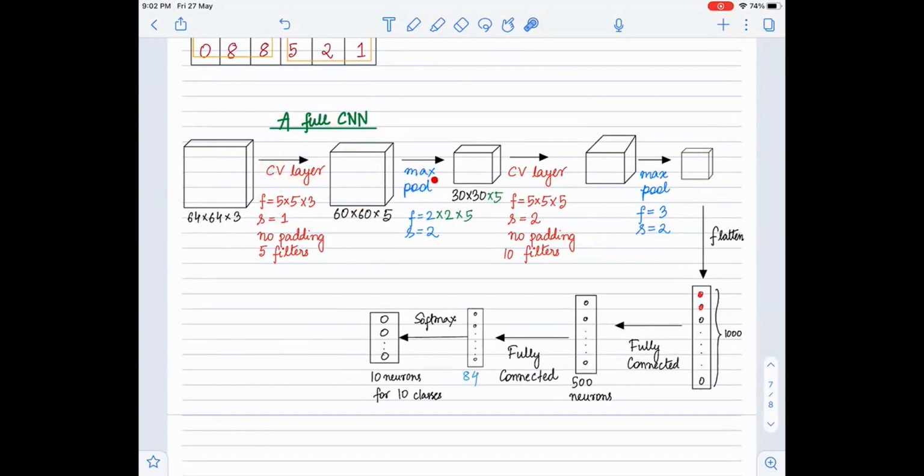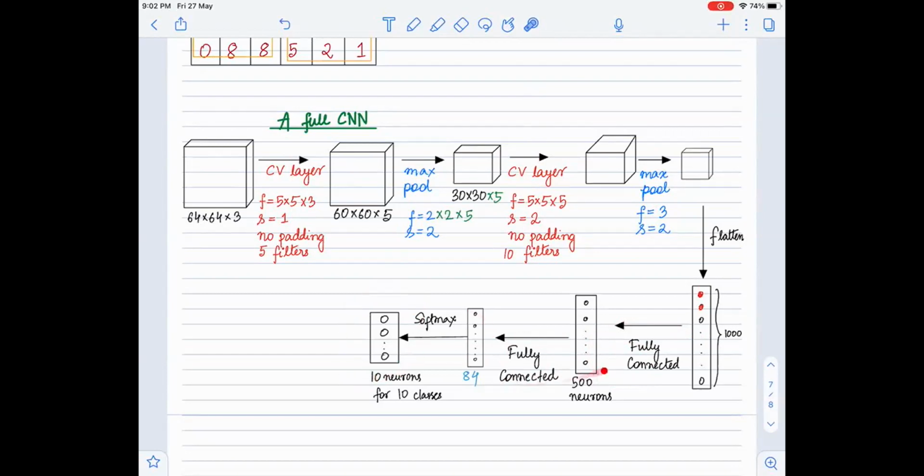Then you do max pooling. Max pooling reduces the size of the image. Then you put in another convolution, another set of filters. You do this repeatedly, you might do it 7-8 times: convolution, max pool, again convolution, max pool. Then you have fully connected, and then finally the output layer.